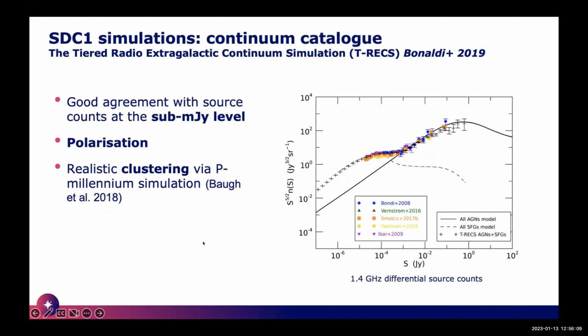So the image simulations themselves were produced by beginning with a simulated catalogue. This was produced by Anna Bonaldi, who is one of our project scientists. And the catalogue is the T-RECS, which is the Tiered Radio Extragalactic Continuum Simulation. What this simulation does is go down to quite deep levels with a good agreement with observed source counts. It includes polarization and it includes realistic clustering of objects.